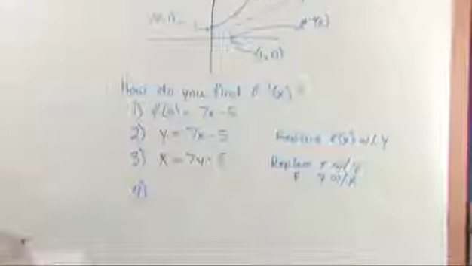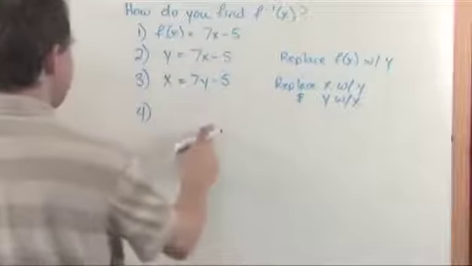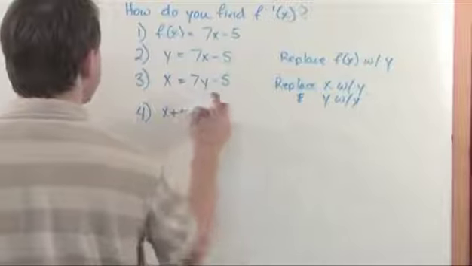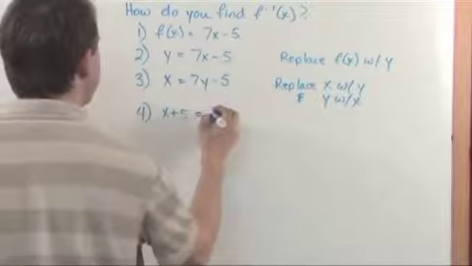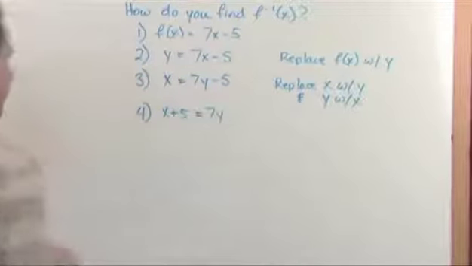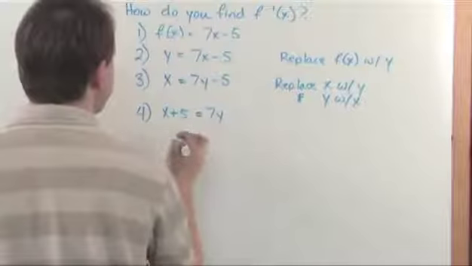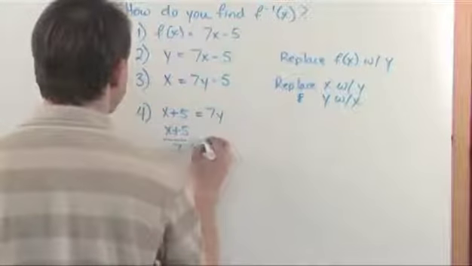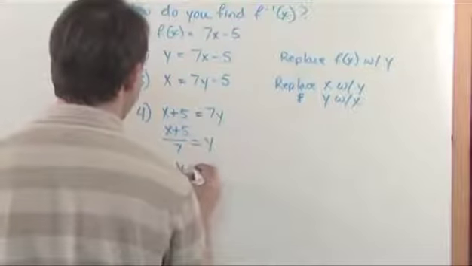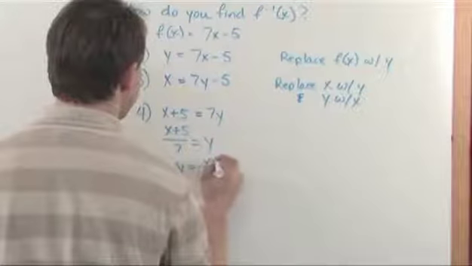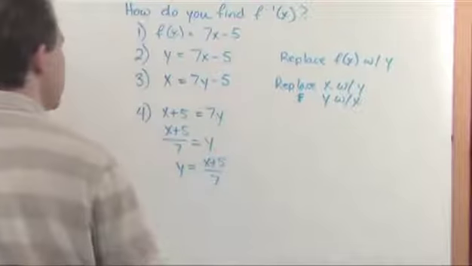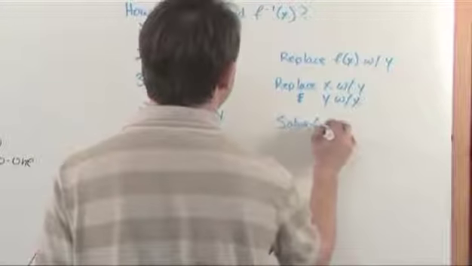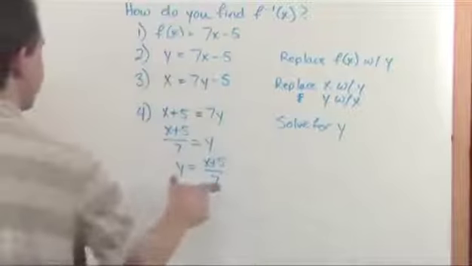Okay, the next thing we do is we solve for y. That's the next step here. So what I'm going to do is move this 5 to the other side by adding it over here, and I'm going to solve for y by dividing by 7. So I'm going to have x plus 5 divided by 7 is equal to y, and just putting y on the left, it's y equals x plus 5 divided by 7. So this step is solve for y. Okay? So I've solved for y.